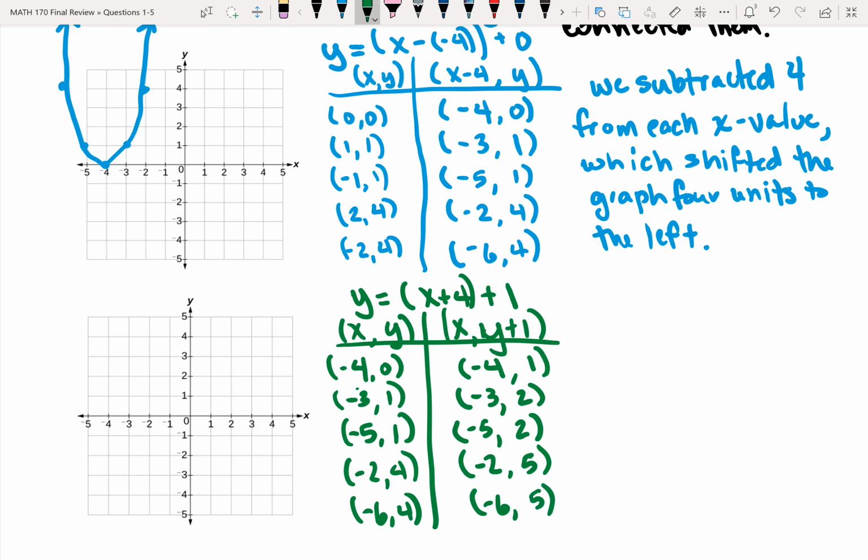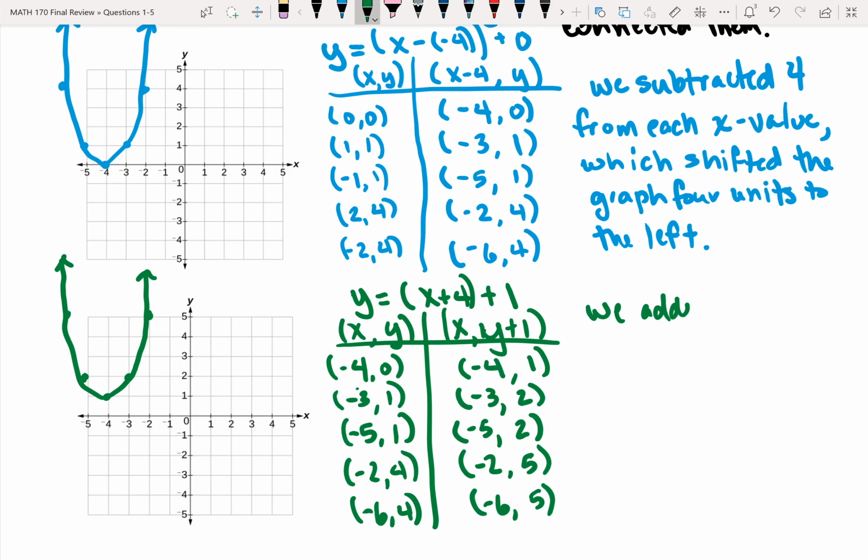All right, so now I just need to graph these points. So I have -4 and 1, -3 and 2, -5 and 2, -2 and 5, and then -6 and 5. So our new graph looks like this.